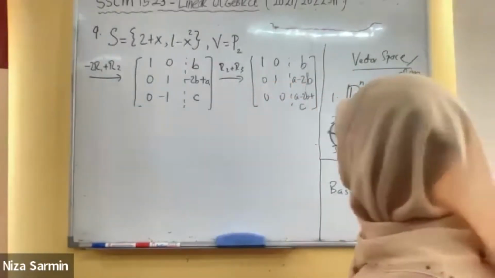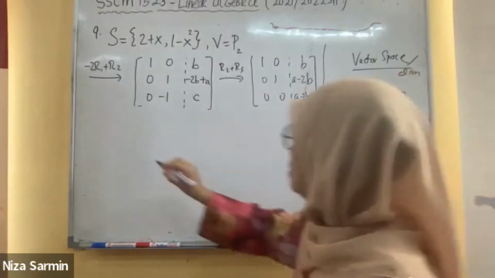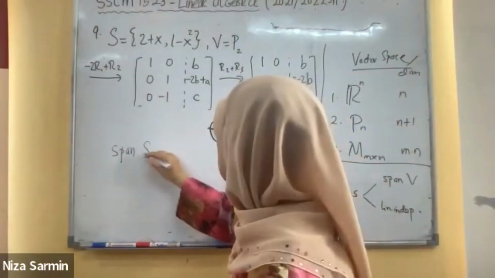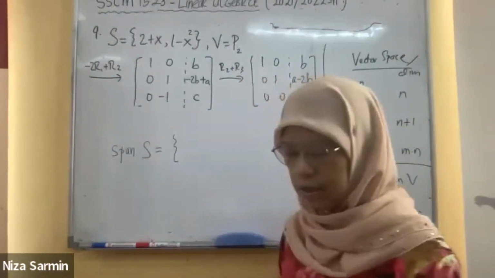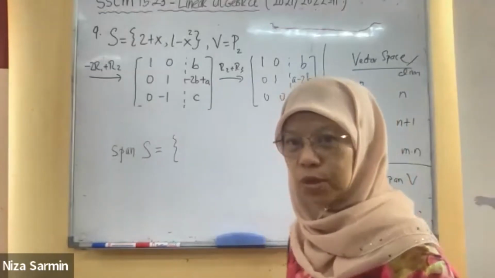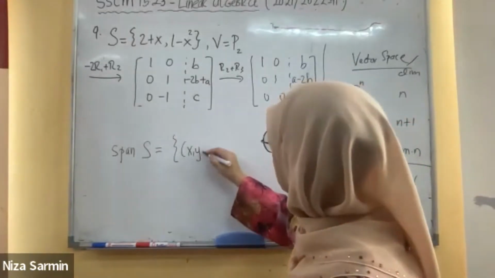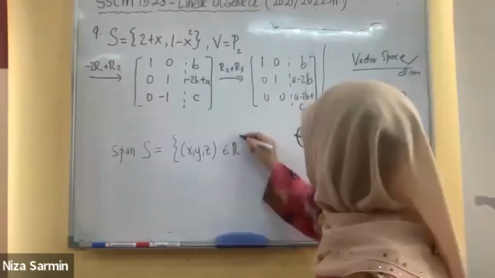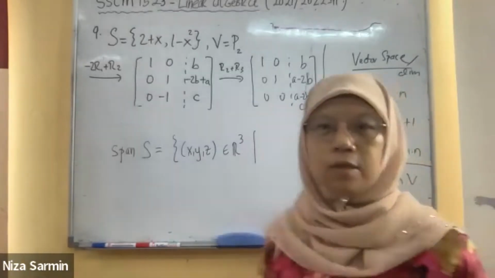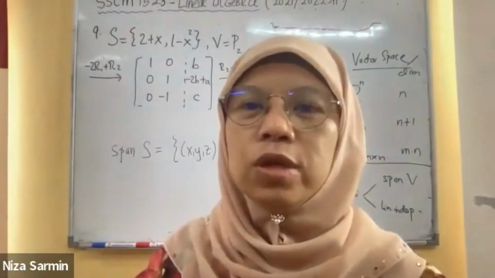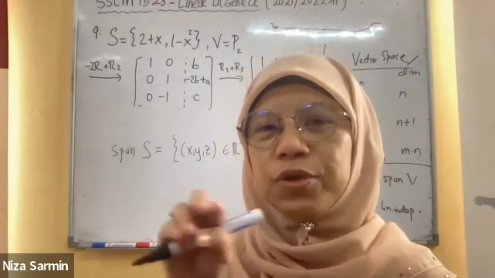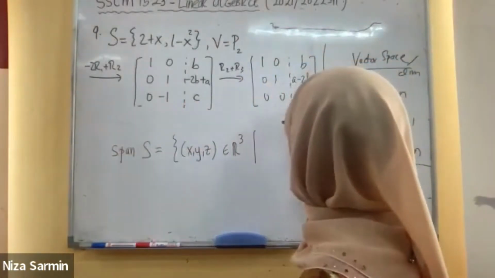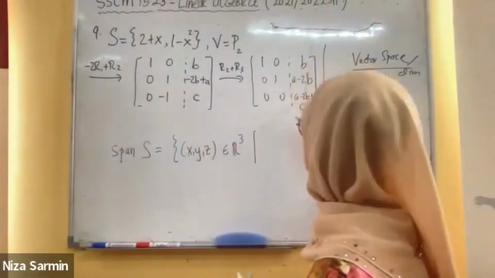Tadi apa dia punya ujung dia? Span, soalan yang tadi, span S. Tadi XYZ kan ya? XYZ. So you will write your XYZ in R3 such that... tolong bacakan saya, kena panggil ni, Nurin Anisha. Can you please read soalan yang nombor 1 tadi? In the last part, apa yang dapat tadi? Equalkan 0.